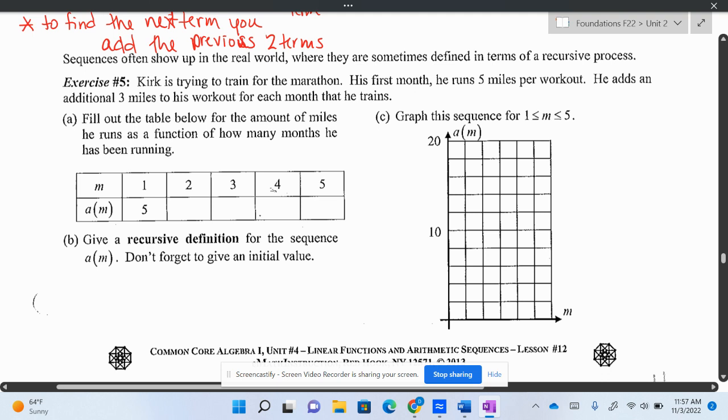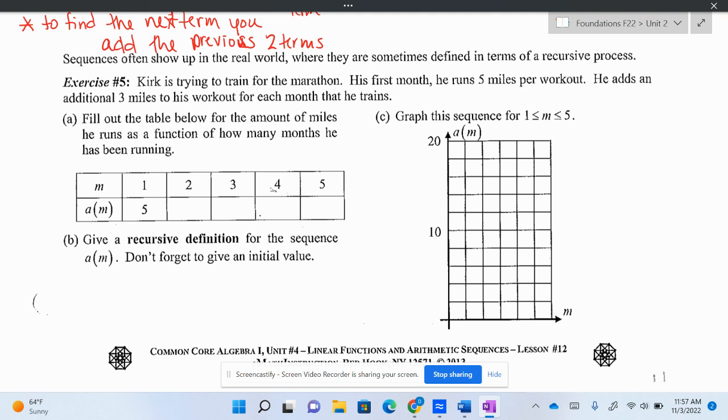It is our last page of notes. Okay. Kirk is trying to train for a marathon. His first month, he runs 5 miles. So listen, this is a to the 1. He's running 5 miles. He adds an additional 3 miles each month. What's that going to look like?